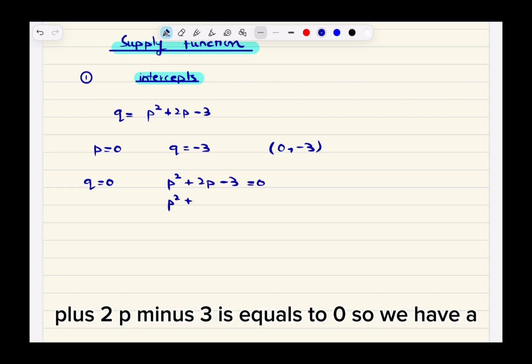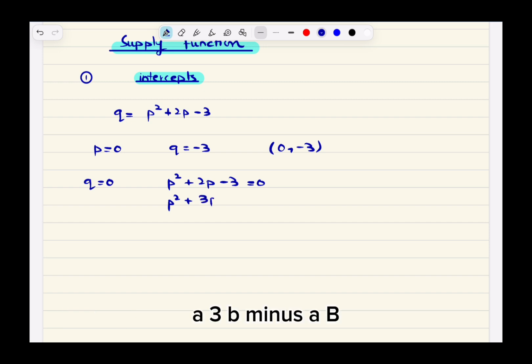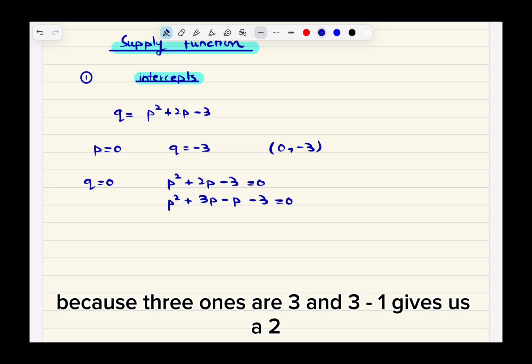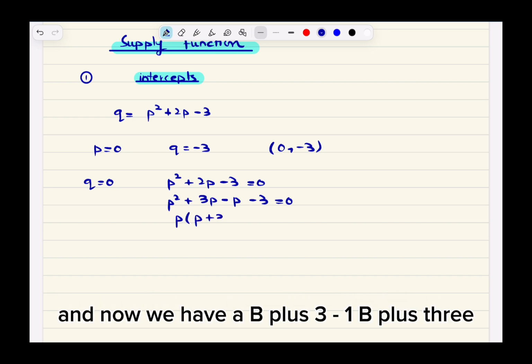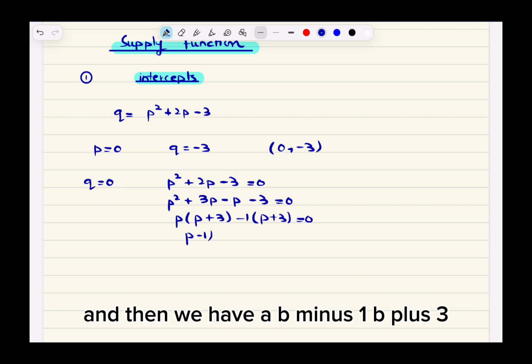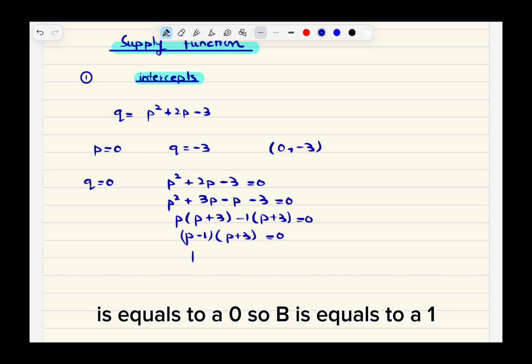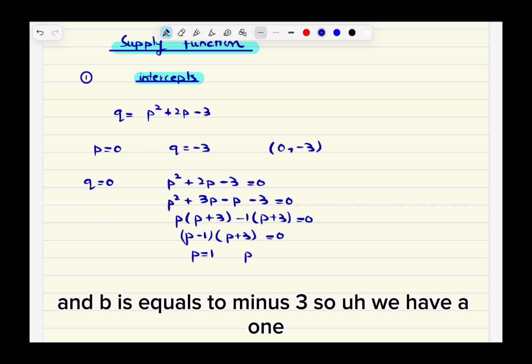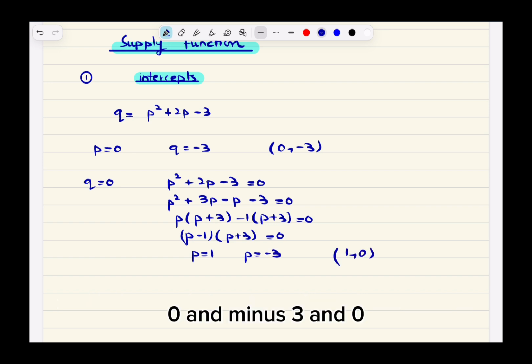So we have 3p minus p, because 3 ones are 3 and 3 minus 1 gives us 2. And now we have p plus 3, minus 1, p plus 3, and then we have (p minus 1)(p plus 3) equals 0. So p is equal to 1 and p is equal to -3. So we have (1, 0) and (-3, 0).